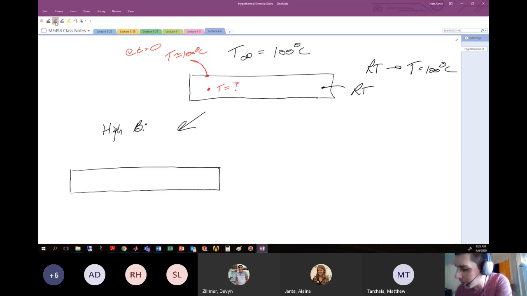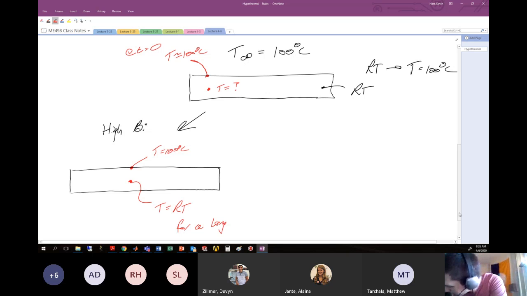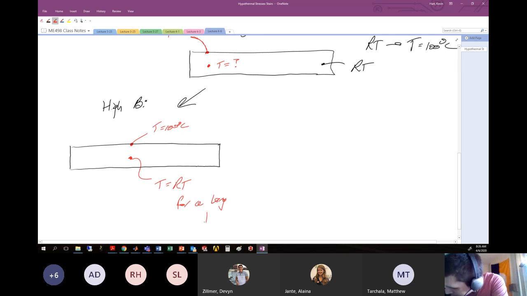Okay, so with a high Biot number, your temperature distribution, here we're at T equals 100 degrees C, and it takes a very long time for the center to heat up. So what happens is, here we have T = 100C, and here we have T approximately equal to room temperature, and this is for a long time. All right. So what happens is you get some distribution of temperature that's like 100 degrees C at the surface and room temperature on the inside.